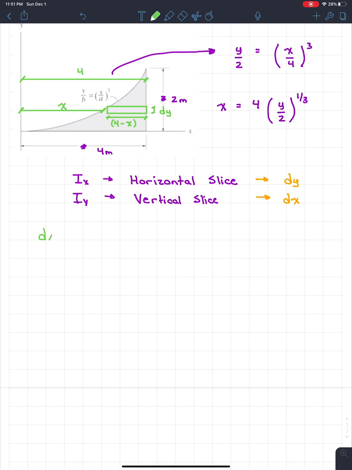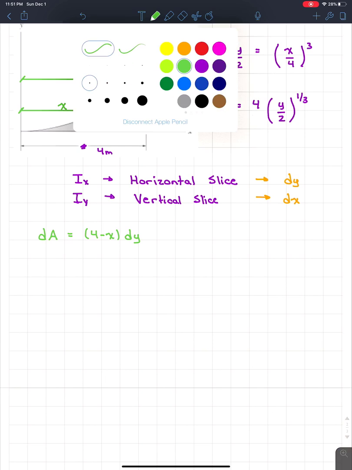So remember, dA is just the area of the slice. It is going to be equal to 4 minus x times dy. So that's not too bad. So far, picking a horizontal slice hasn't really helped us. If anything, it's actually kind of kicked us in the butt a bit because we have a 4 minus x instead of just an x or just a y. But this is why I like to pick it right here.